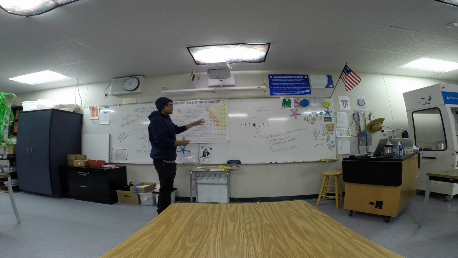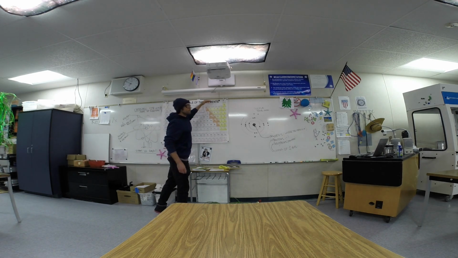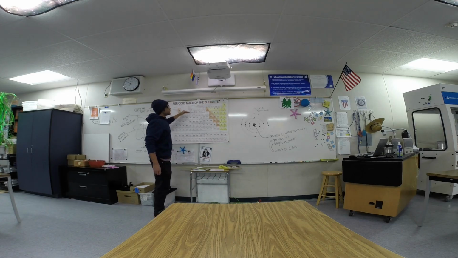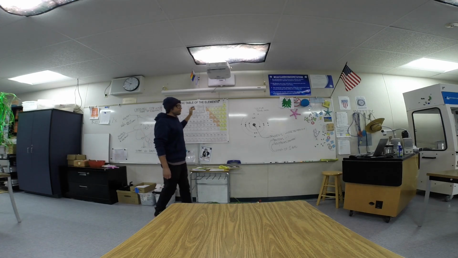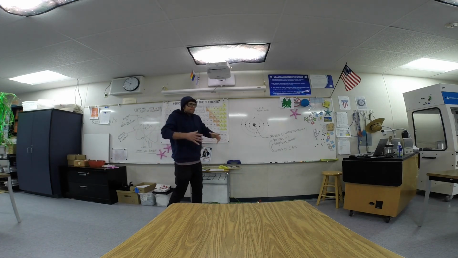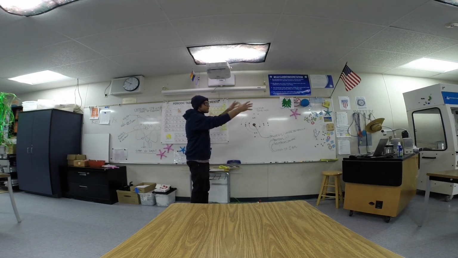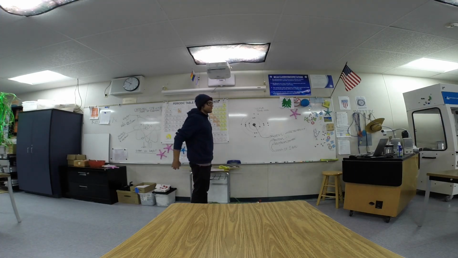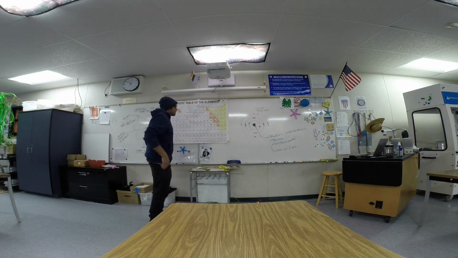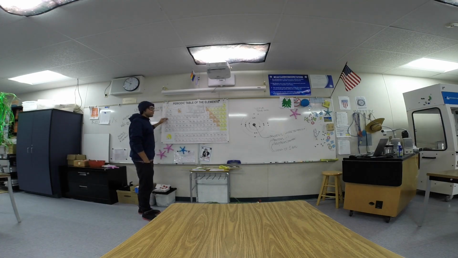But you're starting to see a pattern here. The first row you can only fit 2, second and third row you can fit 8, and then you can fit 18. And that makes sense because as the atom gets bigger, there's more spherical space around the atom for electrons to fit into. So don't worry about after the third row. We're only doing this semester.